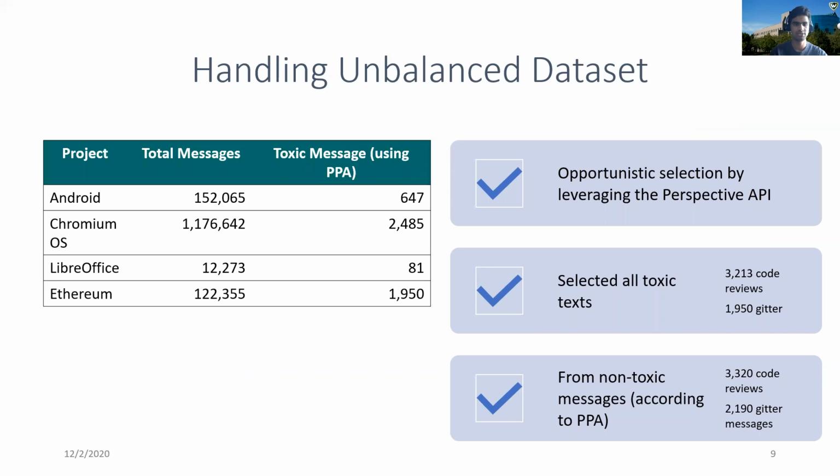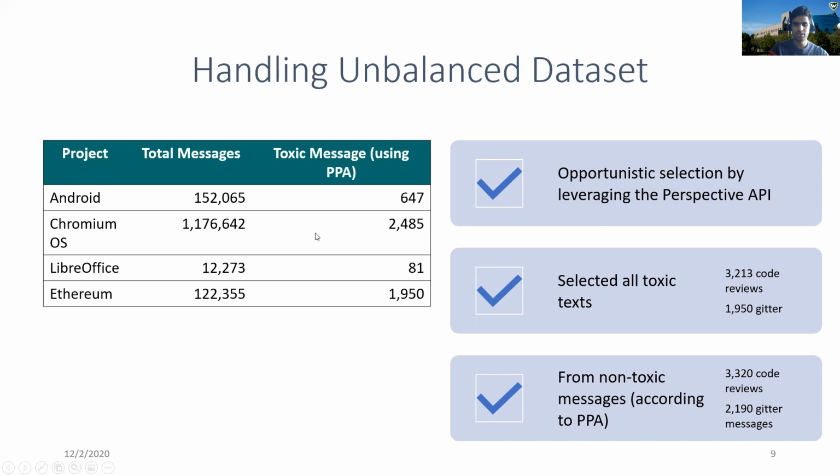But the problem is handling the unbalanced dataset. So we can see the number of messages here in our dataset. To develop a more balanced dataset, we adopted an opportunistic selection by leveraging Perspective API. According to the score of Perspective API, we found that only 1% of the messages are toxic in software developer communication. We selected the Perspective API for leveraging this technique because it is one of the state-of-the-art tools which was trained with a large dataset for detecting toxicity.